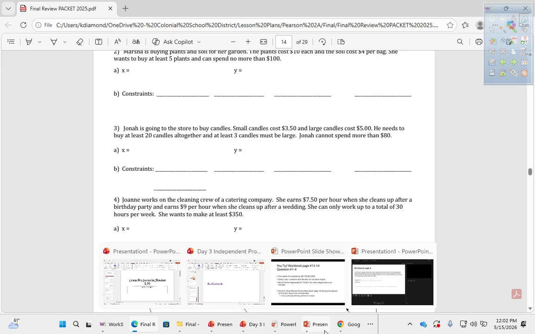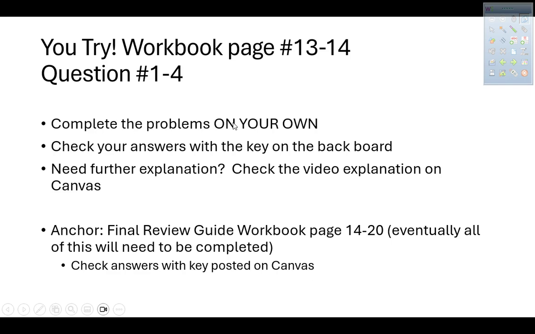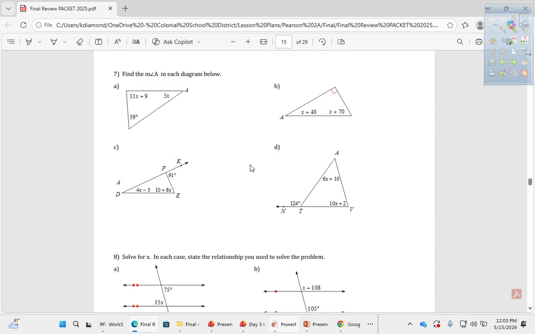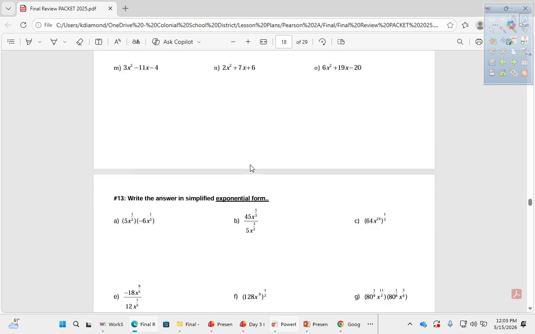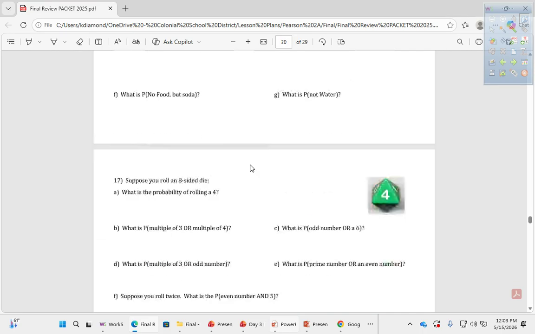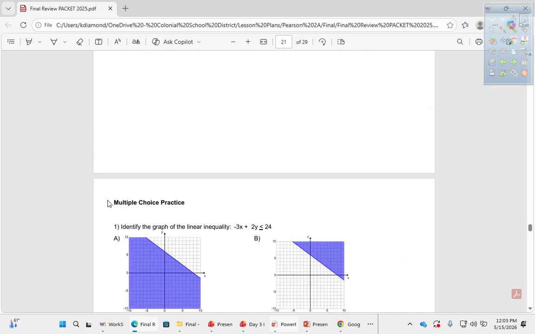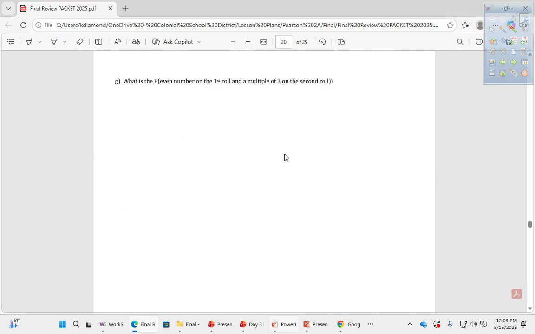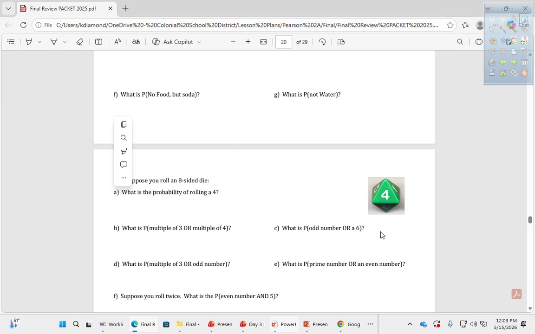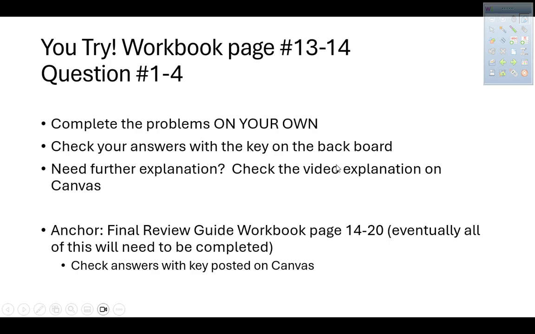These are all examples that we just went over. So complete the problems on your own. There's an answer key on the backboard. There's video explanation on Canvas. And if you finish early, eventually all of this review guide is going to be work. So all of the remaining review guide is all of this. It's the rest of the packet here. Except don't do multiple choice practice. So it's the rest of the packet through example 17. So you can work on that. And the answer key for that is on Canvas as well.